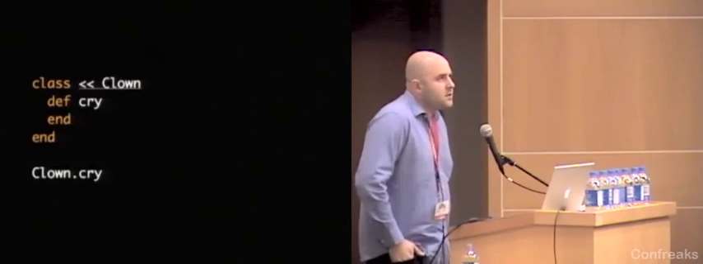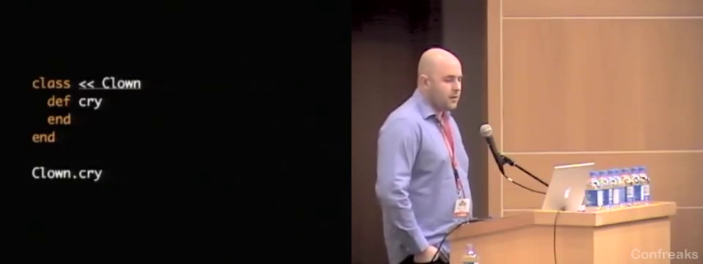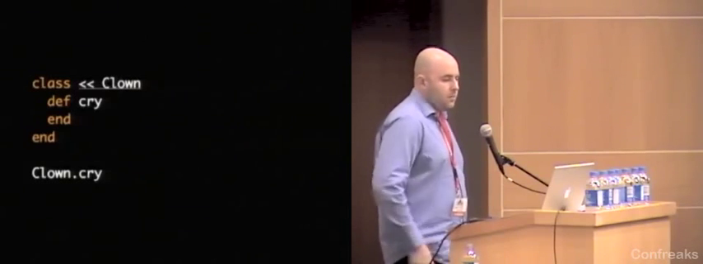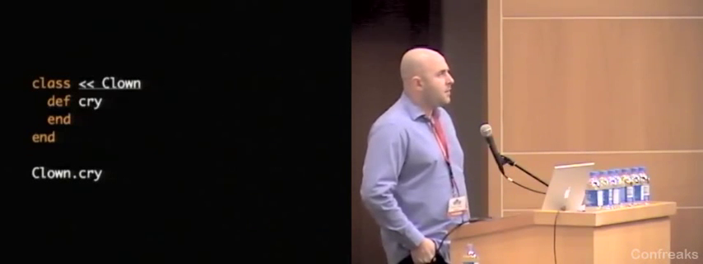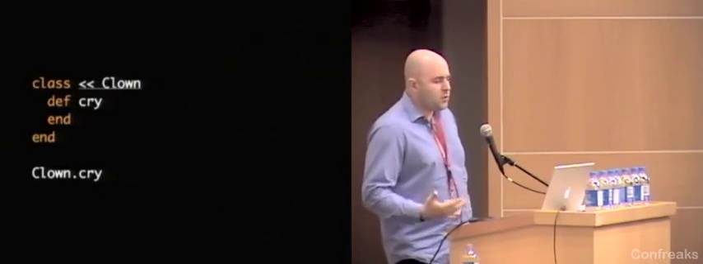Another kind of strange thing, right? This is one of the syntaxes you can use to define a class method. A lot of people probably know you're basically opening up a Singleton class here and you're defining a method, and then magically that becomes a class method. The question is, why is that true?